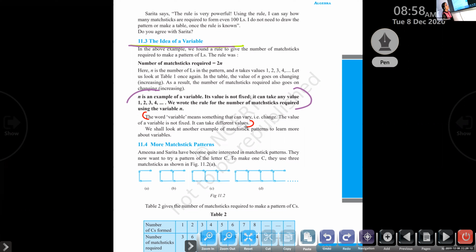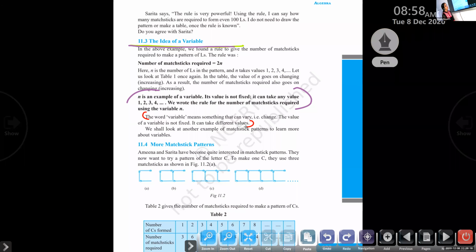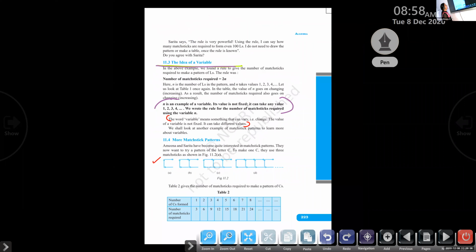So this is the starting of algebra. Did you understand how we derive the values? When we draw, we have given the matchstick patterns. Then, children, this one, the C, we have done, right? Just now. And the table also. Can you see the table? Number of Cs formed equals 1, 2, 3, 4, etc. And the number of matchsticks required: 3, 6, 9, 12, 15. It is 3's table. That is, into 3. Clear, children?